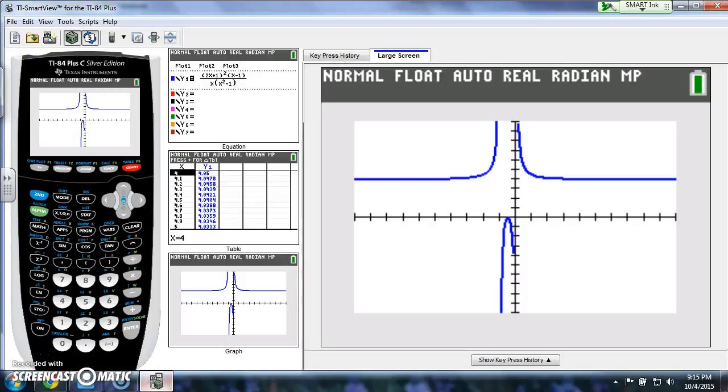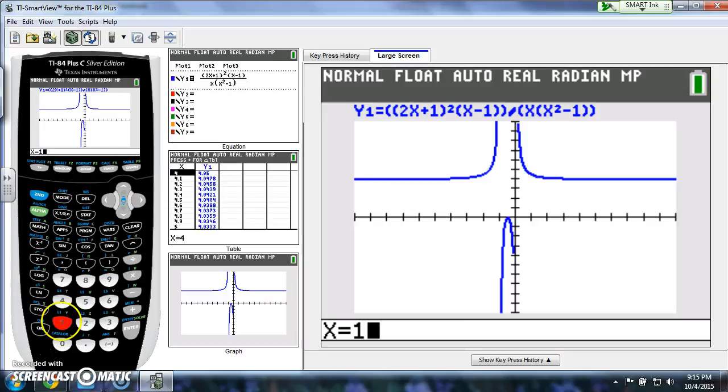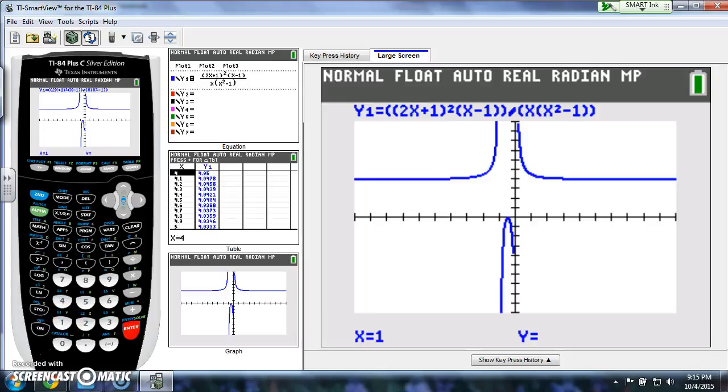Okay? Watch when I use my trace feature. I got a blinking cursor that I can move. Move it around. And as I get closer to 1, you don't see a hole anywhere there, do you? But watch what happens when I type in 1. It gives me no output, no y value, which means that there's a hole at 1. So if the calculator had the ability to, it would go right here and make a little hole right there, because that's what's happening right there.